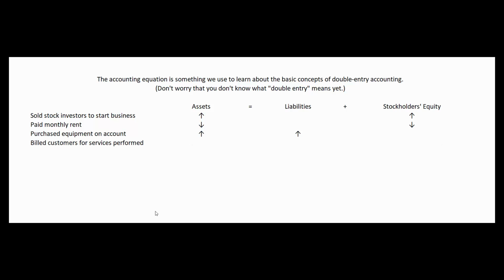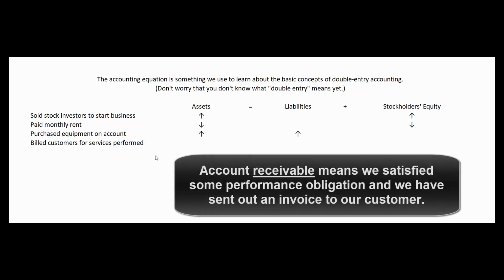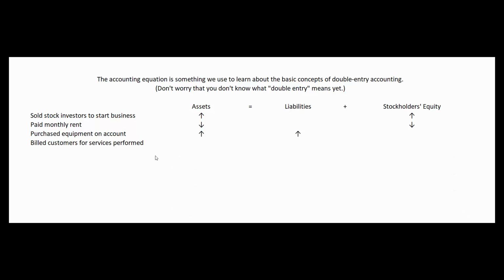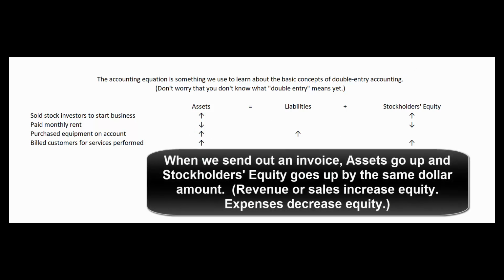Okay, let's do two more. Let's bill some customers for services performed. We've earned the money. We've satisfied a performance obligation, so we've sent out an invoice. That's called an account receivable. It's an asset. It means we're going to receive money in the future. So what's happening to our accounting equation? Assets, accounts receivable specifically, are going up by a number, and stockholders' equity is going up by that same number. Remember, revenue or sales make stockholders' equity go up. Expenses make stockholders' equity go down.